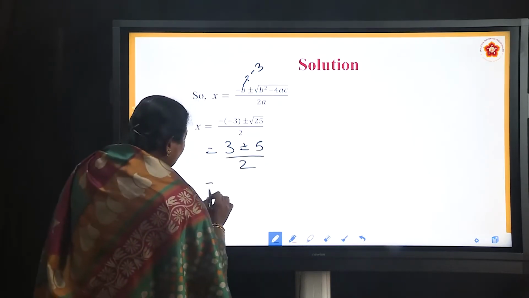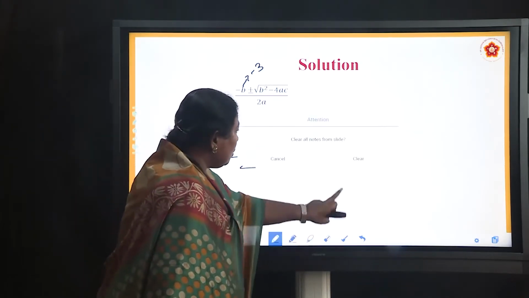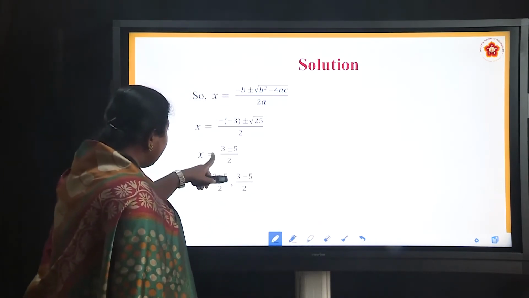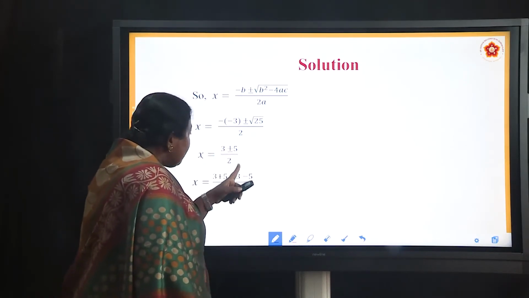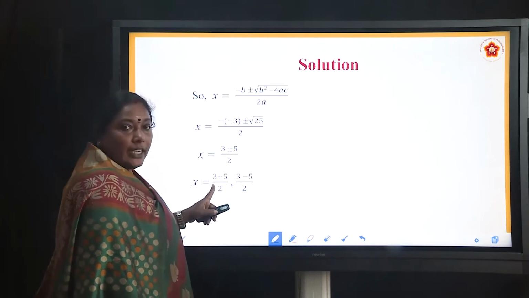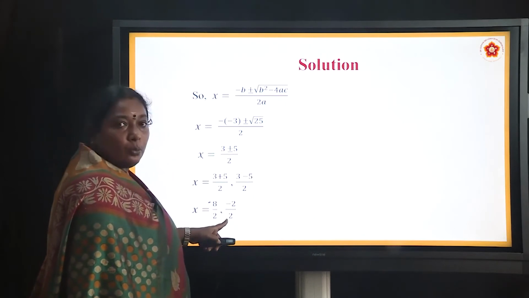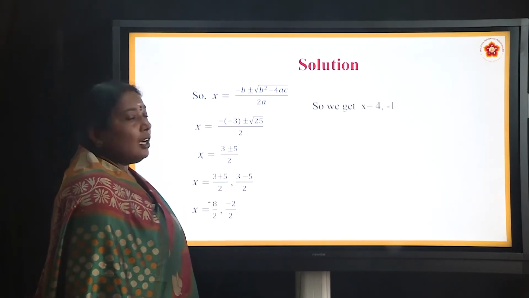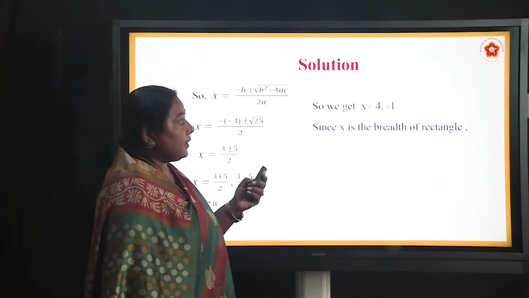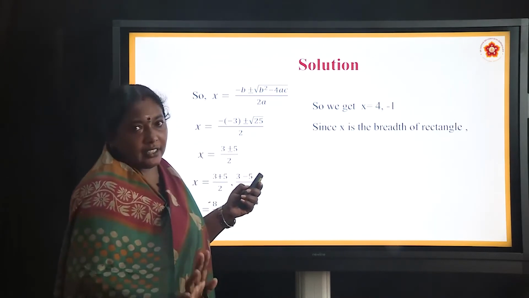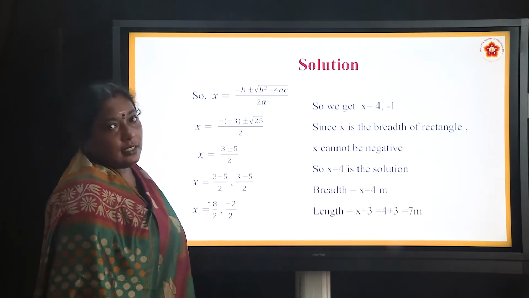Okay. Now you have to write the same equation for plus ones and minus ones. You have to write 2 times. So how we will write? x is equal to 3 plus 5 by 2, comma, x is equal to 3 minus 5 by 2. 3 plus 5, 8. 8 by 2. 3 minus 5, minus 2. 8 by 2, minus 2 by 2. Cancellation, we will get x is equal to 4 and minus 1. So this will give the x breadth. Since it is a real time value, we never take the negative values. So our x will be 4 and our breadth will be 7.